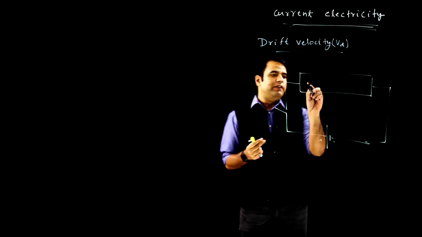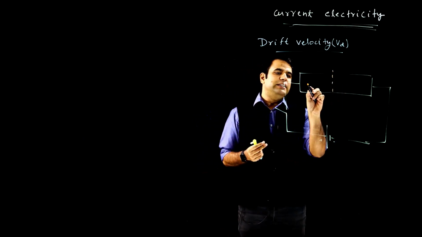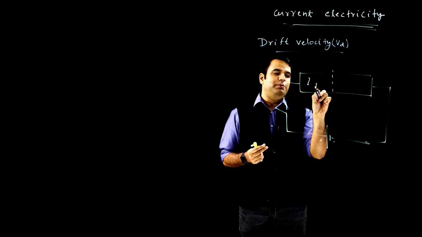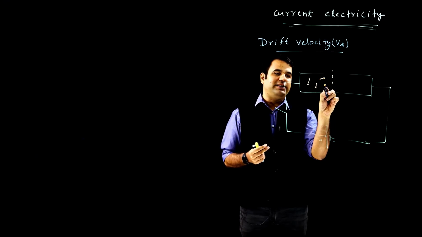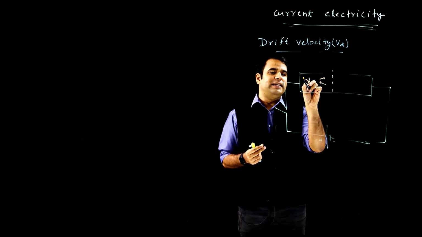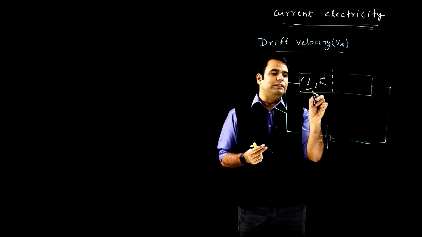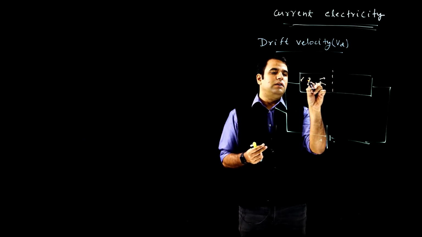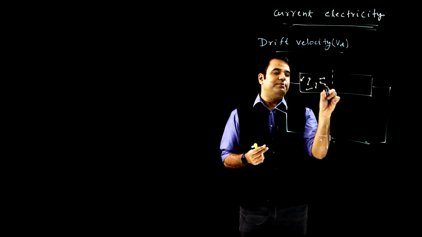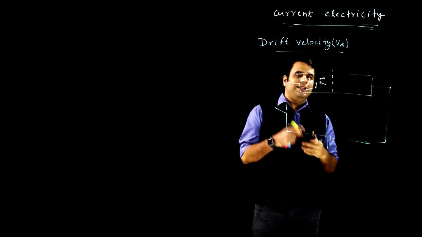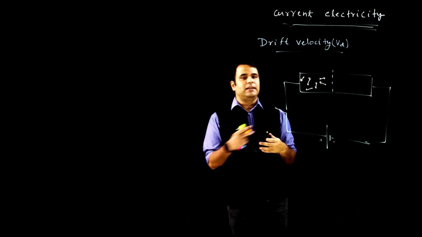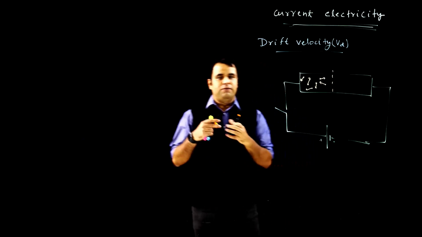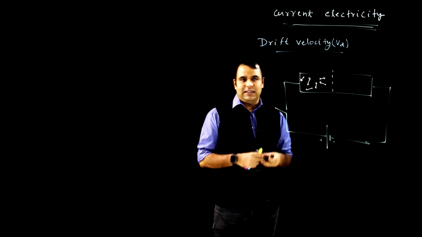When we talk about the free electrons, these free electrons keep moving in random directions with very high velocity. But when they are moving, they continuously keep changing their directions as well, because a very large force acts between these electrons.